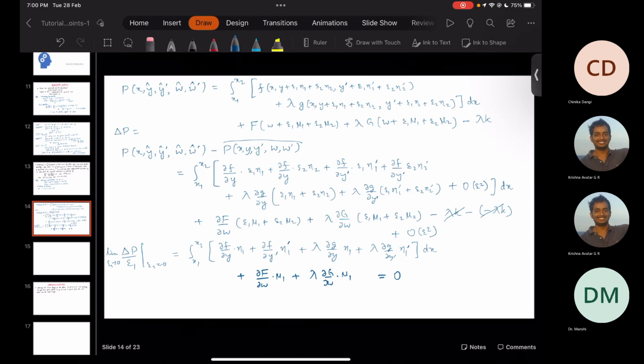So essentially, what we'll do is, this limiting term is nothing but ∂P/∂ε1. And what we need to do here is, let's first take the terms containing just eta here. So it is ∂f/∂y plus lambda ∂g/∂y, into eta 1 dx.